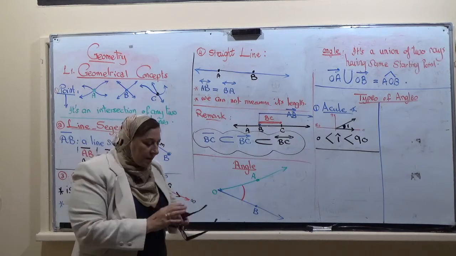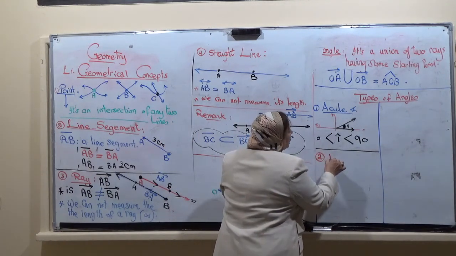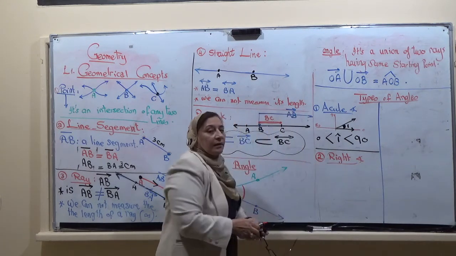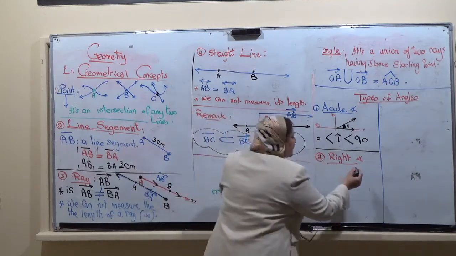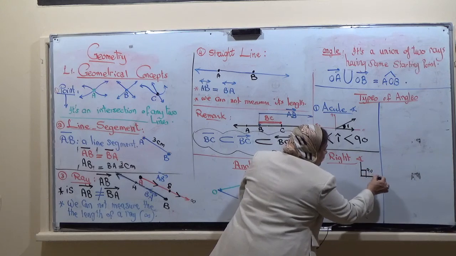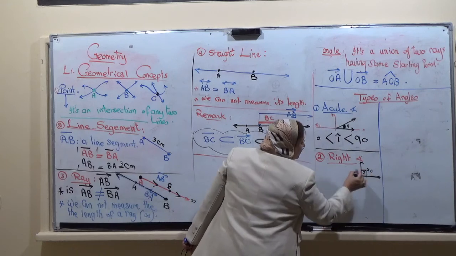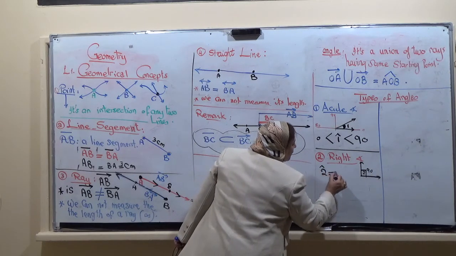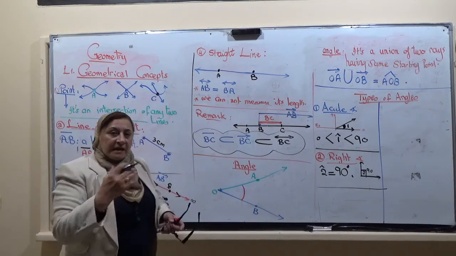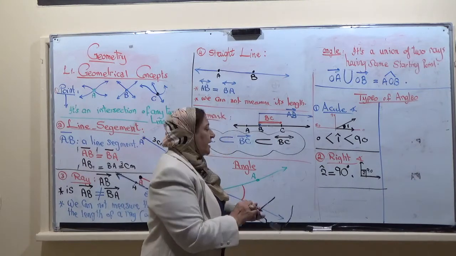Number 2, what's the right angle? The angle whose measure is exactly 90 degrees. This is the right angle. So angle 2 equals 90 degrees exactly. Less than 90, it's acute. Exactly 90, it's a right angle.